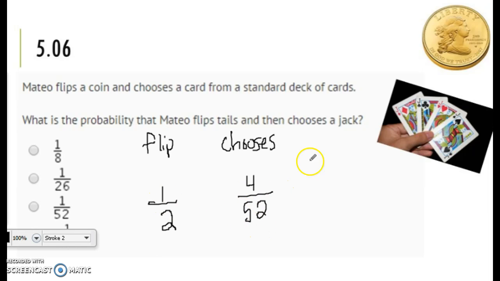So those are my two probabilities, and I want both of those to happen. I want the first one and then the second one. And in probability, that means you multiply. So we're going to multiply 1/2 times 4/52.